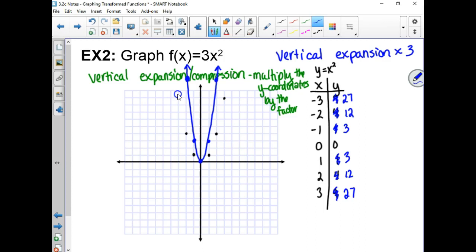Expansions or compressions, this one we only had an expansion, but they need to be done before you move something up, down, left, or right. It doesn't really matter whether you flip it first or not. You can flip it or do the expansion or compression first. I usually do my expansions or compressions first.